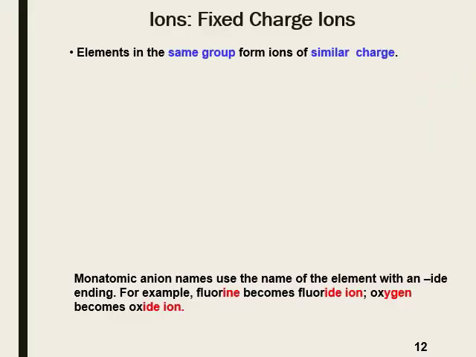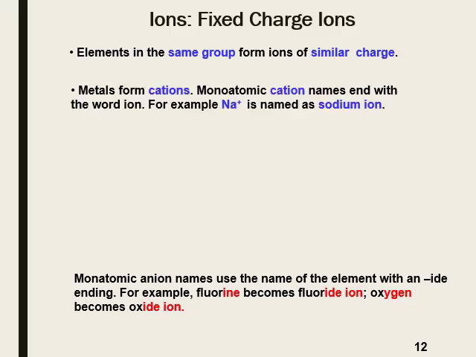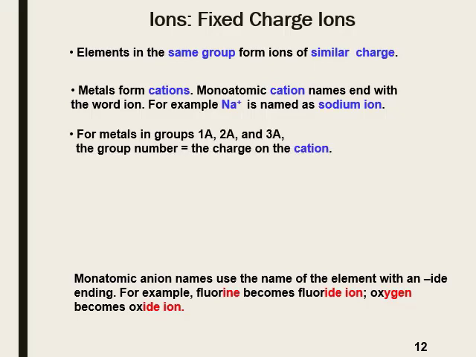The ions from main group element are known as fixed charge ions. For example, metals from group 1A or 2A or 3A are called fixed charge cations. Why are they called fixed charge? Because they will always have the same charge. So sodium metal will always have 1 positive because it belongs to 1A group. Aluminum, because aluminum is in 3A group, will always have 3 positive charge. That's why all these metals are fixed charge metals.